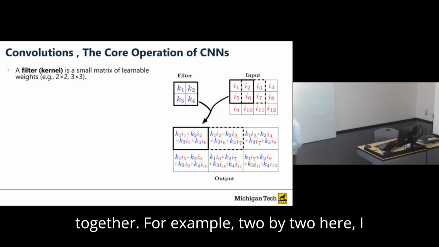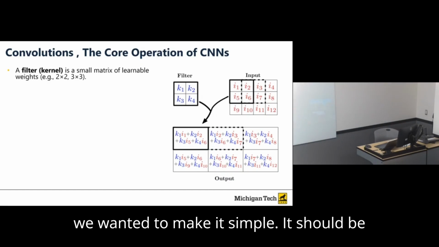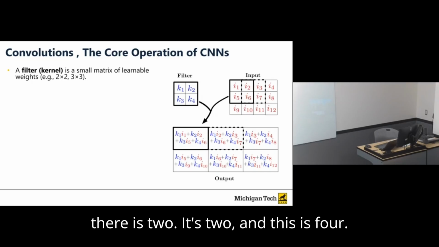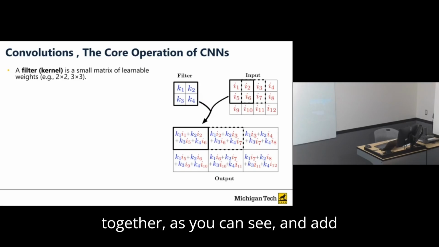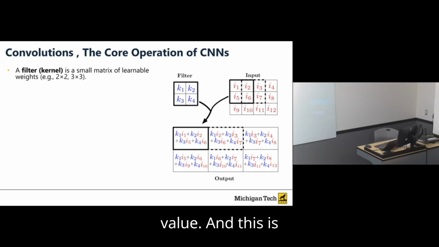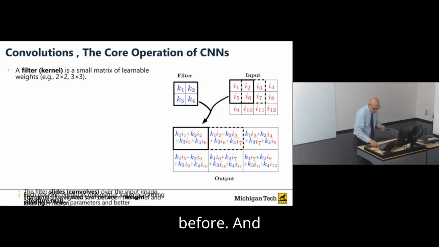For example, 2 by 2 here. I don't know why this example is like this, because we wanted to make it simple. It should be 3, we don't have 2. Anyway, imagine there is 2. It's 2, and this is 4. So these 2 with these 2 multiply together, as you can see, and add together. That's going to be the new value. And this is how convolution works. We knew that from before.